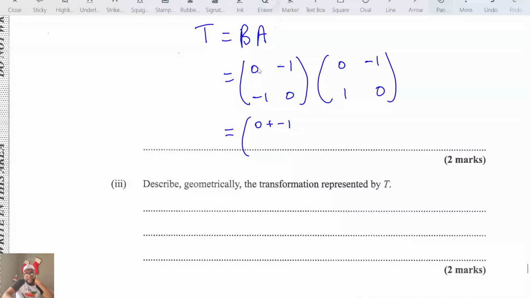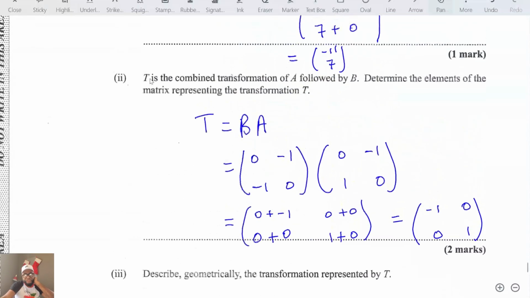Then row by column again, right? 0 by -1 will be 0. And then -1 by 0 would be 0 plus 0 by 1 is 0. Then -1 by -1 will be +1, and then 0 by 0 would be 0. So my matrix T would be equal to -1, 0, 0, +1. Right? That is what my combined matrix would be.